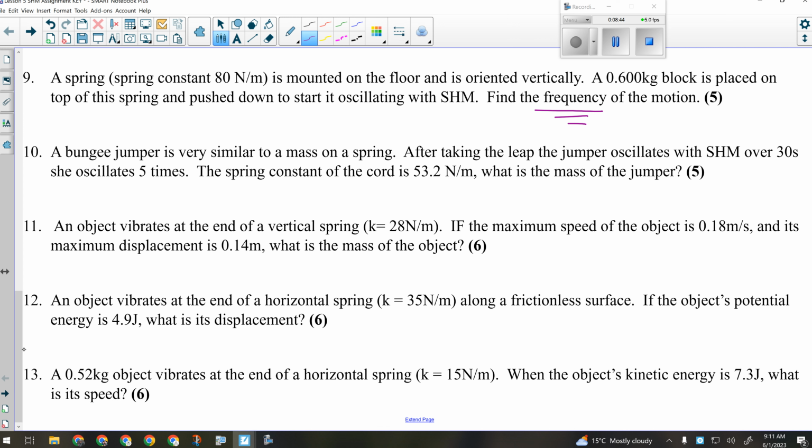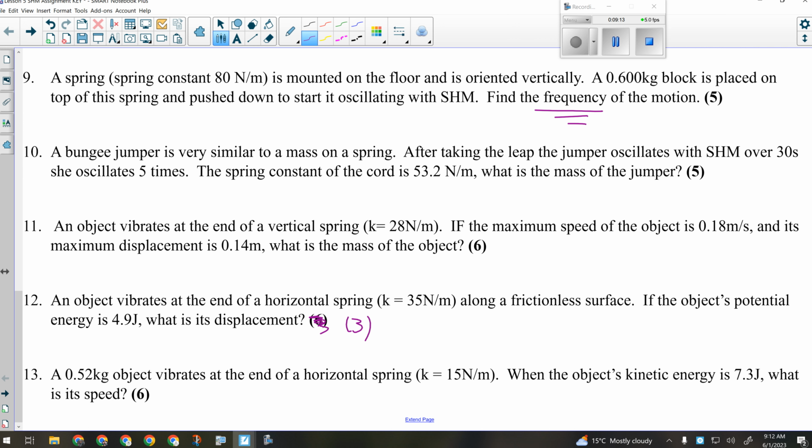And an object vibrates at the end of a horizontal spring along a frictionless surface. I think I redid the point values for these on your sheet, yeah? These are only 3 on your sheet, because 6 was ridiculous. Really, really ridiculous. These aren't even conservation of energy questions. They're energy questions, but they're not conservation of energy questions. So they're much, much simpler than that.